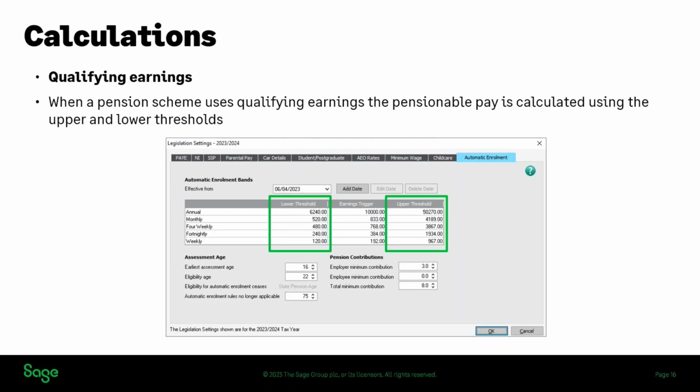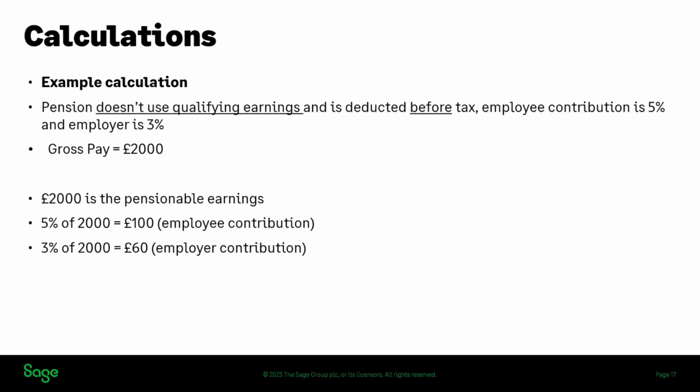So here are some examples. This is one for the maths fans out there. First example, we have a pension scheme that doesn't use qualifying earnings and is deducted before tax. We've set it up with an employee contribution of 5% and employer contribution of 3%. And the employee's gross pay, and we're going to assume that's also the pensionable pay in this example, is £2,000.